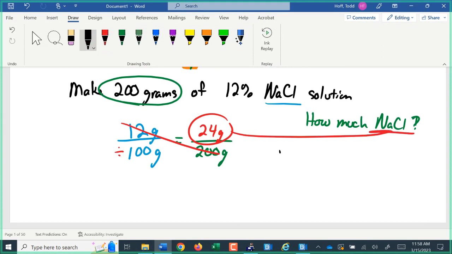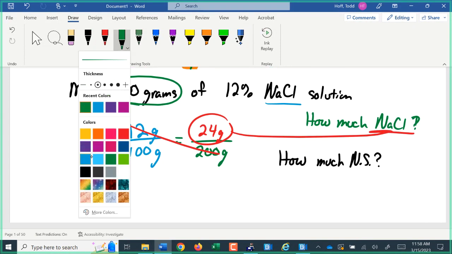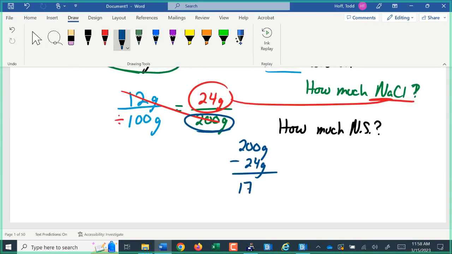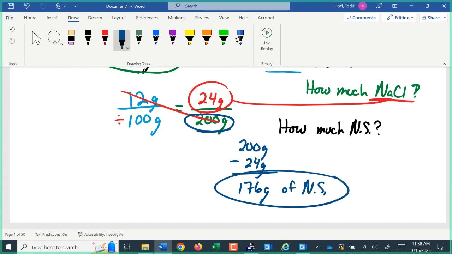If we want to know how much normal saline we need, well, because we're dealing with mass here, it's additive. So we can just go ahead and subtract the total solution of 200 grams minus the mass of the sodium chloride. That gives me 176 grams of sterile water that's going to be combined with that.